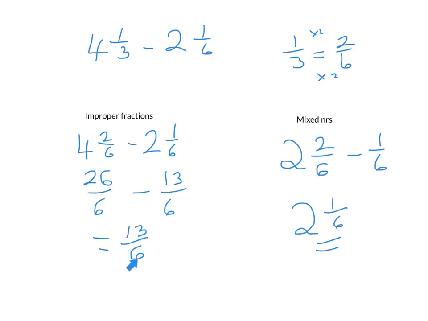13 divided by 6 is 2 wholes with 1/6 left over. And that's how they want you to do it.